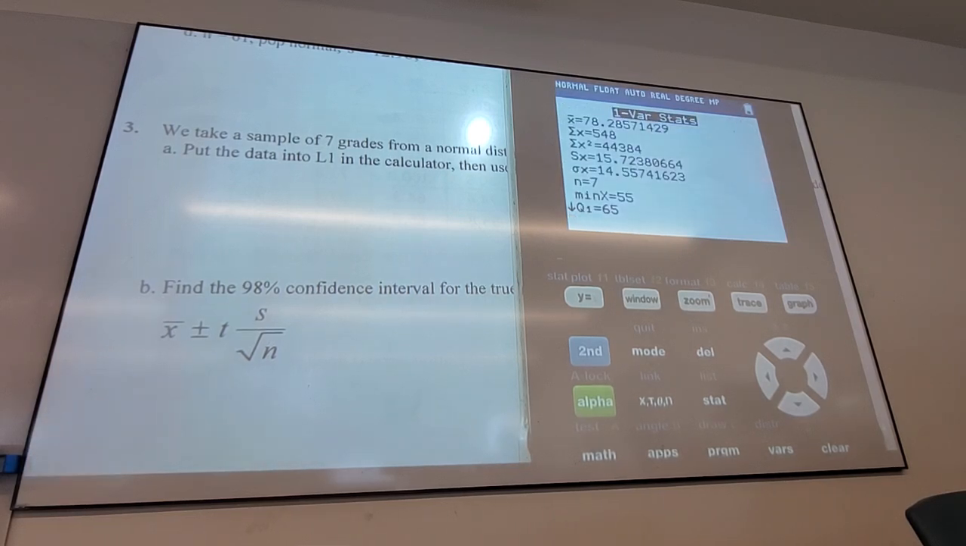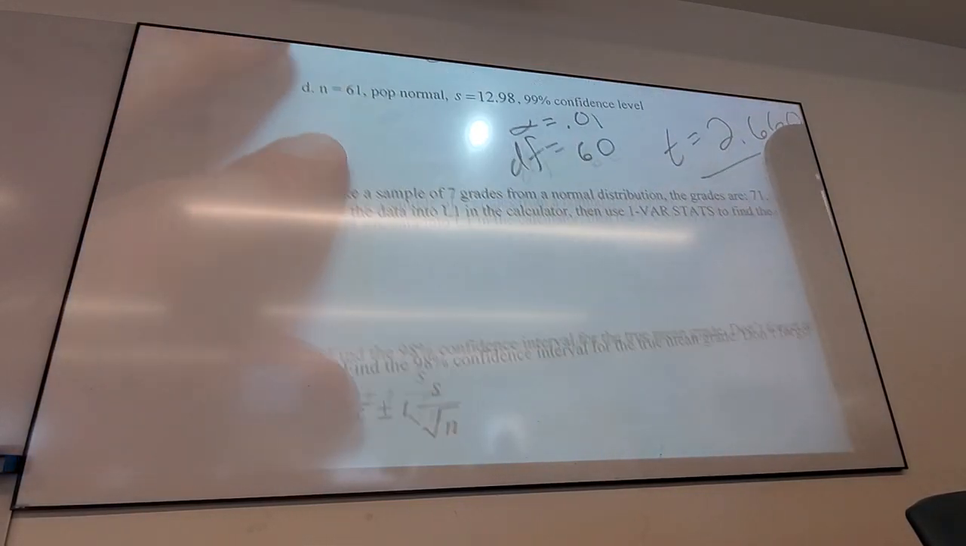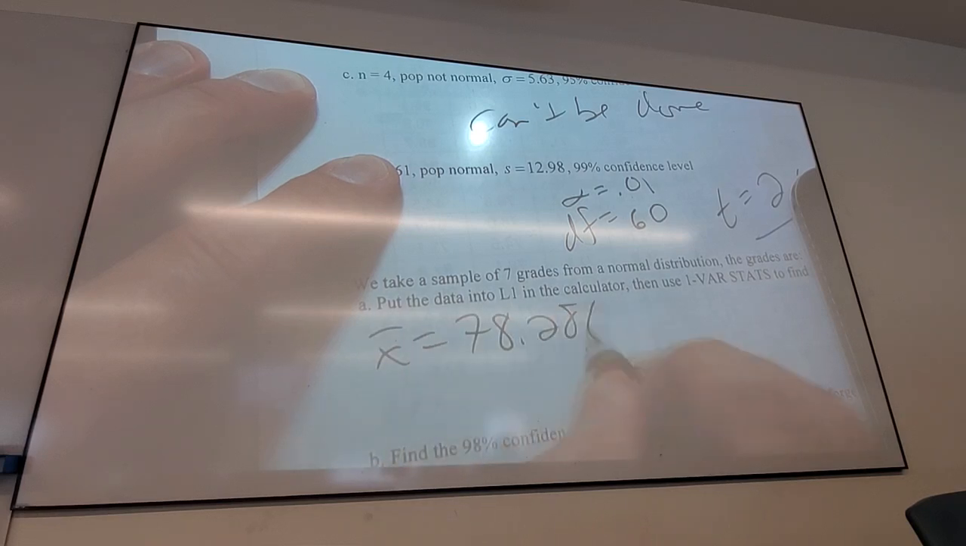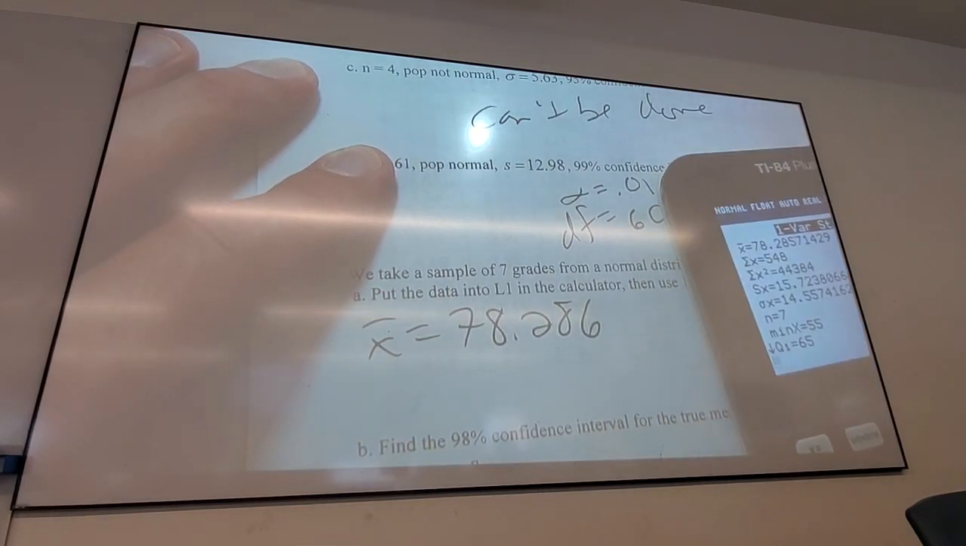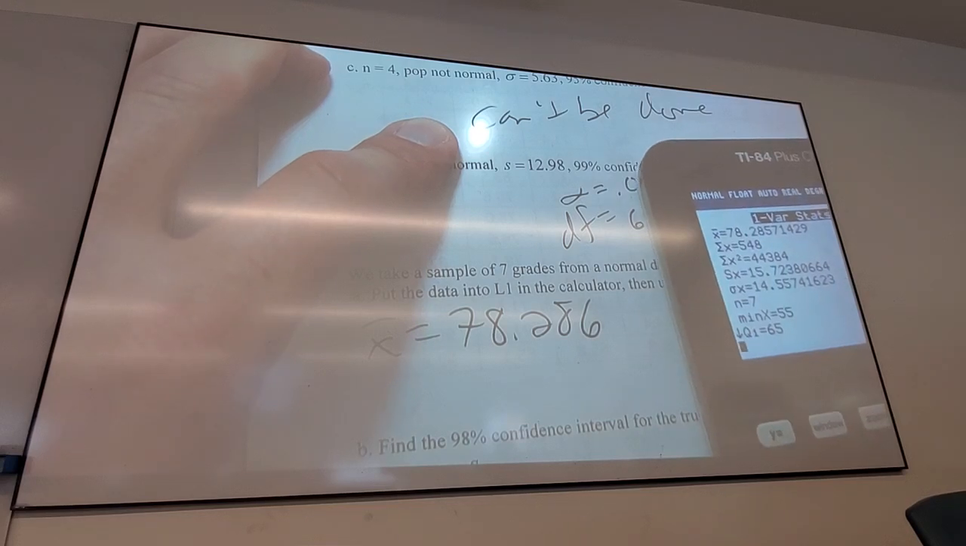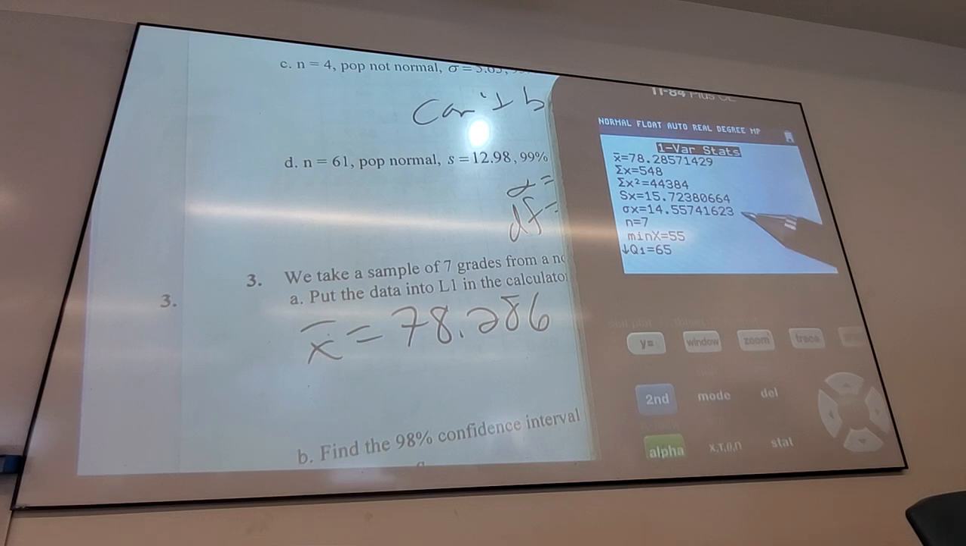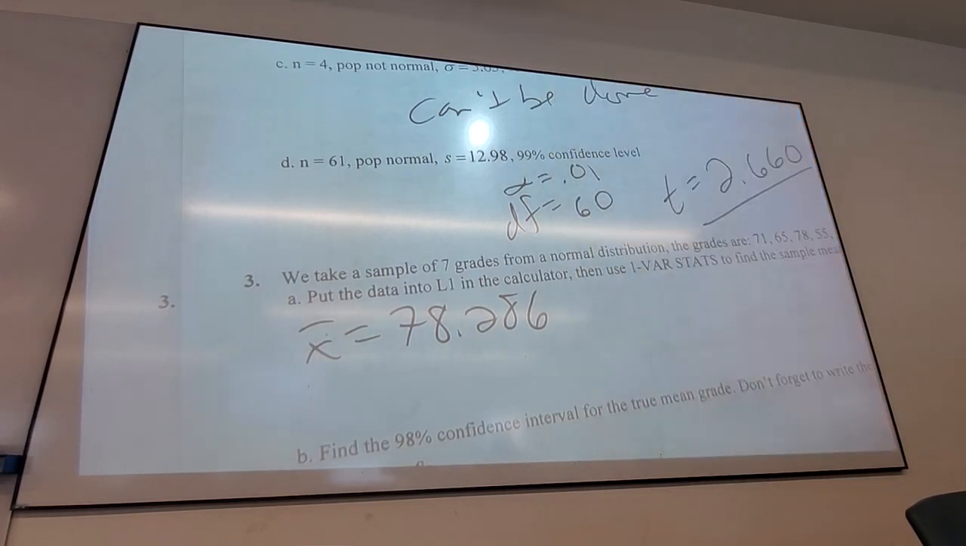What's my mean? 78.286. Then my standard deviation. 13.724. Good. Can somebody remind me? Do you see how it gives me 2 standard deviations? We're the humans. We have to know how to use it. The calculator's dumb. It's just going to calculate both of those at the same time because it has no idea. We're the humans. We're like, oh, I know it's a sample, so I'm going to use this guy. 13.724.